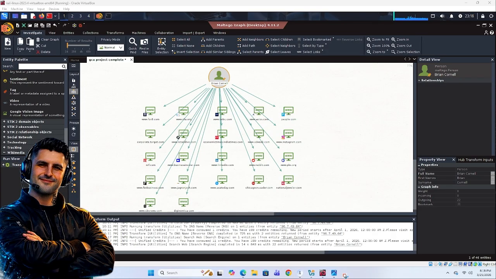Using search-based OSINT transforms in Maltego, I searched for publicly available information related to Brian Cornell. This returned references from news sources, websites, and online platforms associated with his public presence. This type of information is valuable because it helps an attacker understand how the executive is presented publicly, what platforms mention him, and what language or context might make a phishing email more believable.